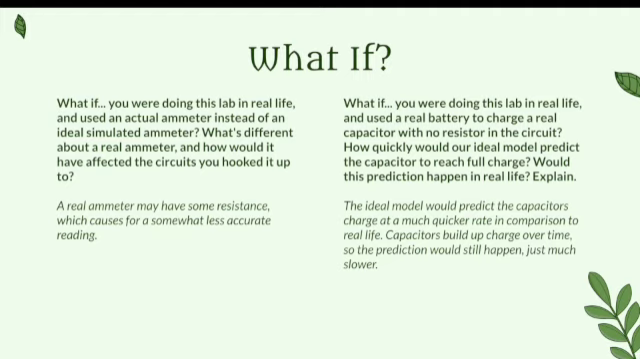And then if we were to do this again in real life and use a real battery to charge a real capacitor, how quickly would the model predict in comparison to real life? So the ideal model obviously is instantaneous because it just does it immediately. In real life, capacitors build charge up over time, so the prediction would still happen, just at a much slower rate.